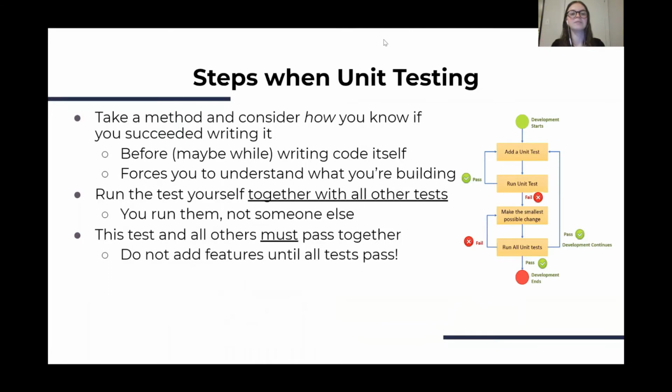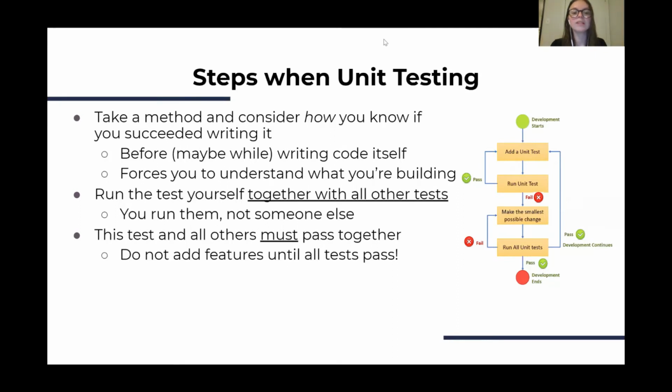So here are the steps that you should probably go through when creating a unit test. You should just take a method and consider how you would know if you wrote it the correct way. Like consider what would you do? How would you know that you wrote it the right way? And so you can do this before writing the code or maybe during writing the code. And this forces you to really understand what you're building.